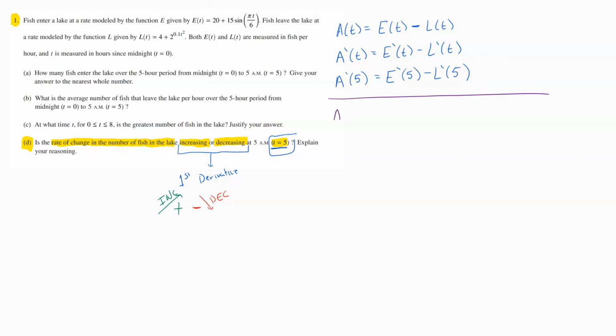So what we would do is we set up that original equation. So we would do E of t, which is the amount entering equation. That's our rate of change. Know that they're talking about the rate here, and that's what we're trying to figure out if it's increasing or decreasing. So 20 plus 15 sine of pi t over 6 minus, and when you subtract something, remember it's minus, and then the whole equation needs to be in parentheses because you're subtracting that full equation. So we subtract our rate equation for how many are leaving. So we're going to subtract 4 plus 2 to the 0.1 t squared.